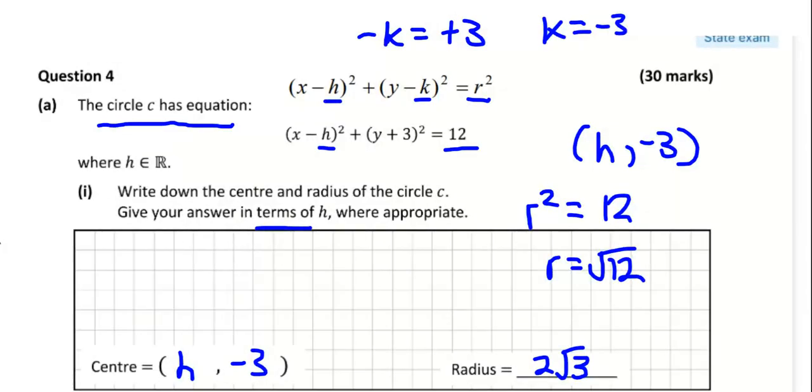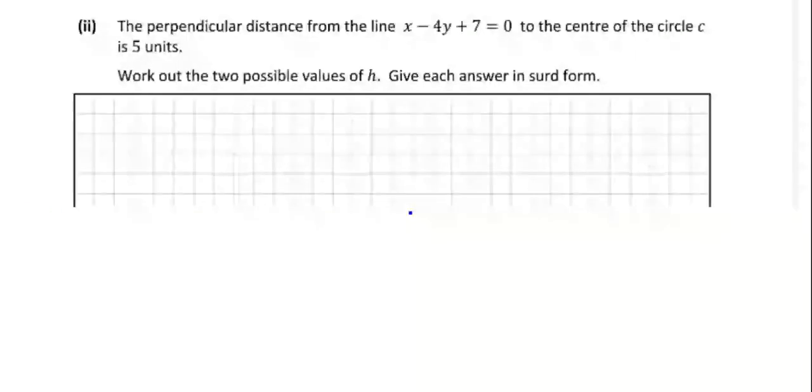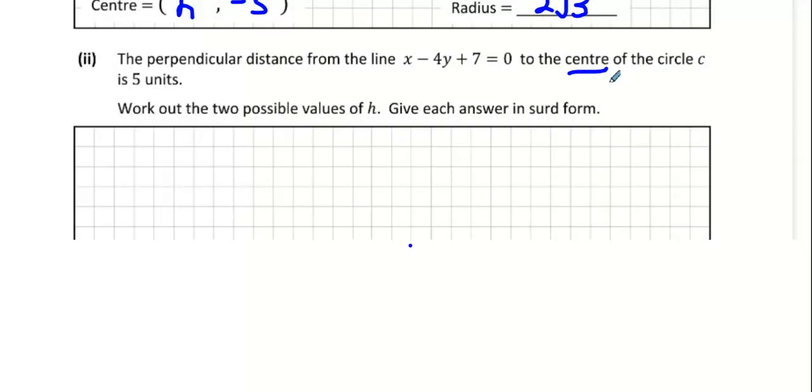Now, the next thing we're looking for is the perpendicular distance from this line to the center. What's the center again? H, minus 3. Okay, H and minus 3. Give me 1 second. Center C is 5 units away. Work out 2 possible values of H. Now, 2 possible values of H, what type of equation does that indicate? We're expecting a quadratic. If we don't get a quadratic, we're in trouble.